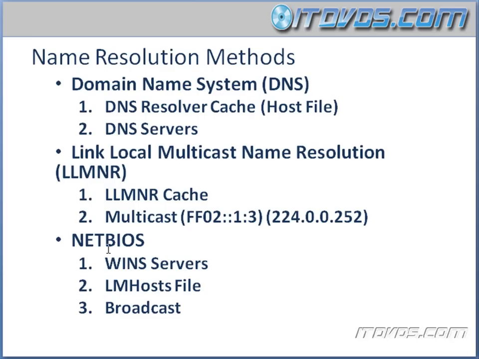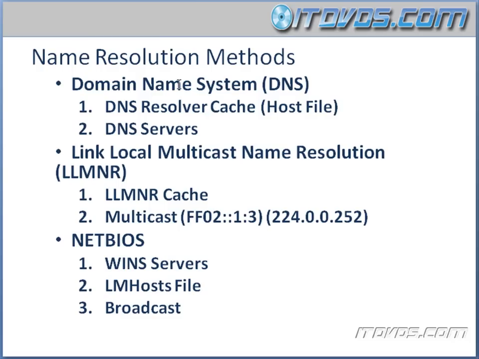So this is somewhat new. And then finally, NetBIOS. So it's going to try DNS first. If it can't use DNS, then it's going to move down, try LLMNR or NetBIOS, depending on whether or not it's using IP version 6 or not. If our computer's using IP version 6, then it's going to try LLMNR. If it's only using IP version 4, then it's going to try NetBIOS. But if it's using IP version 4 and IP version 6, it's going to try LLMNR first, then it's going to try NetBIOS. But DNS always comes first.